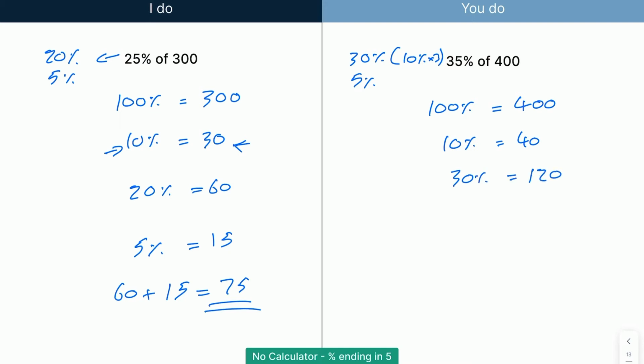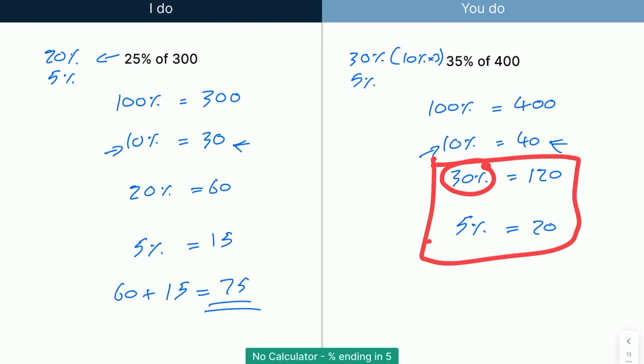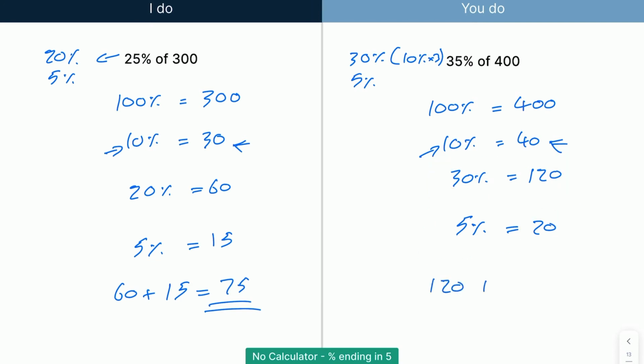Now I just need to find the remaining 5%. So I can just half this here and half this here. So if I half that, that gives me 5%. If I half that, that gives me 20. And my final answer is just a combination of these two, because 30 plus 5 gives me 35%. So I just add that, and I get my final answer, which is 120 plus 20, which is 140.